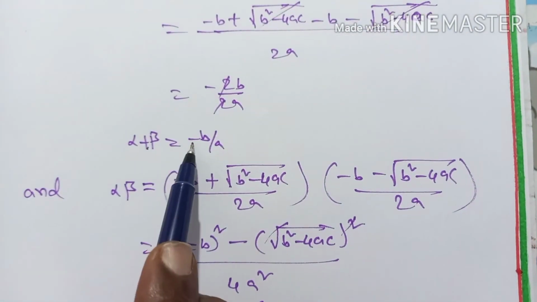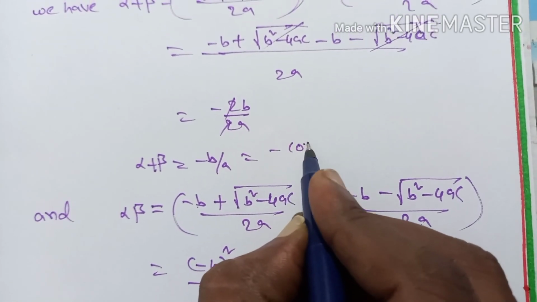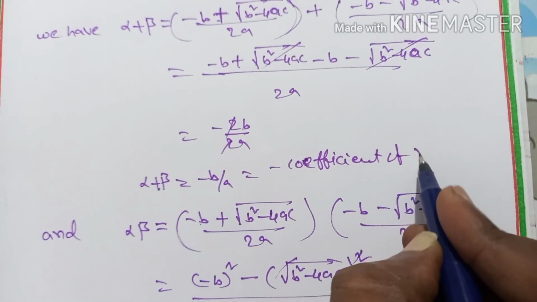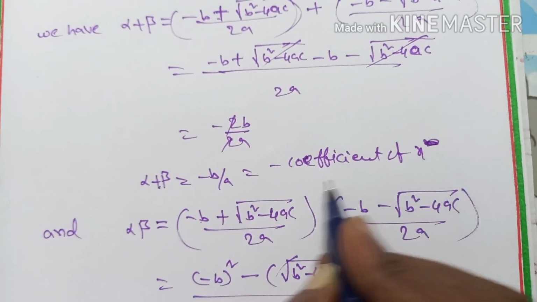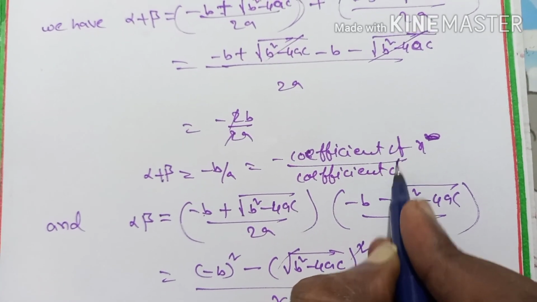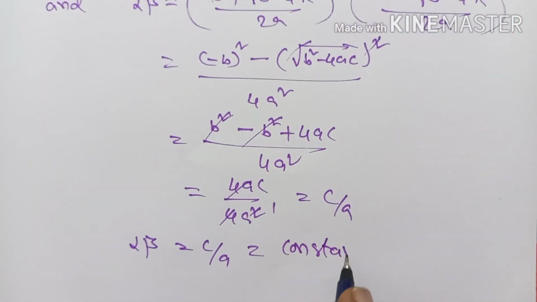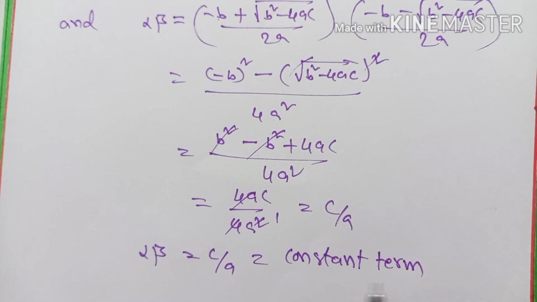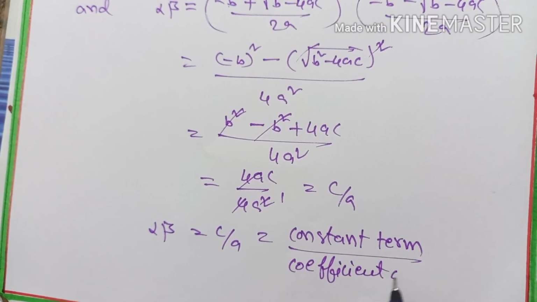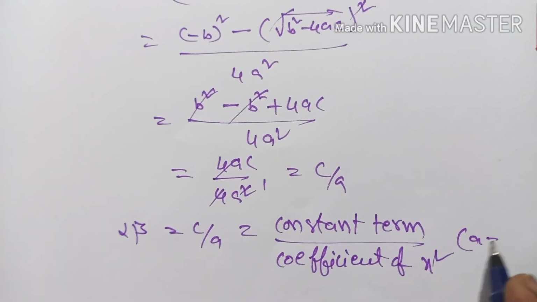Product of roots alpha beta is equal to c by a. Sum of roots is minus b by a. That means the sum is minus the coefficient of x divided by the coefficient of x square, and the product is the constant term divided by the coefficient of x square. Here a is not equal to 0.